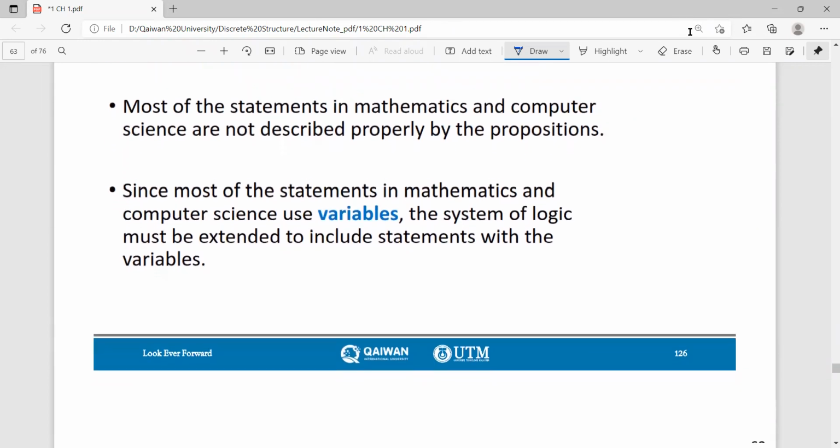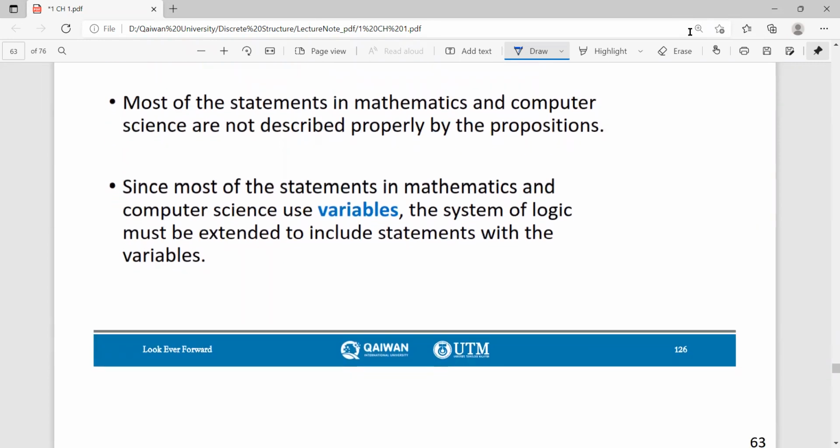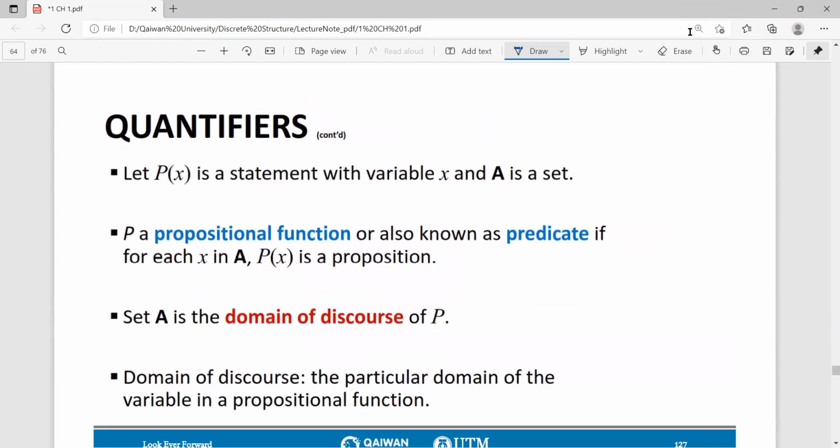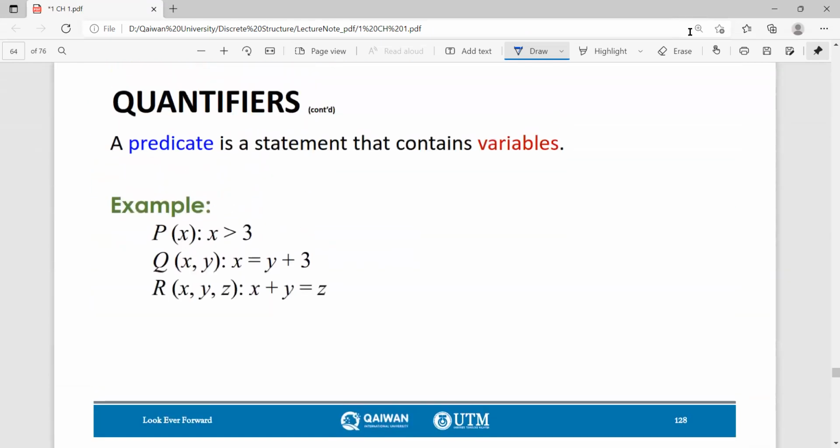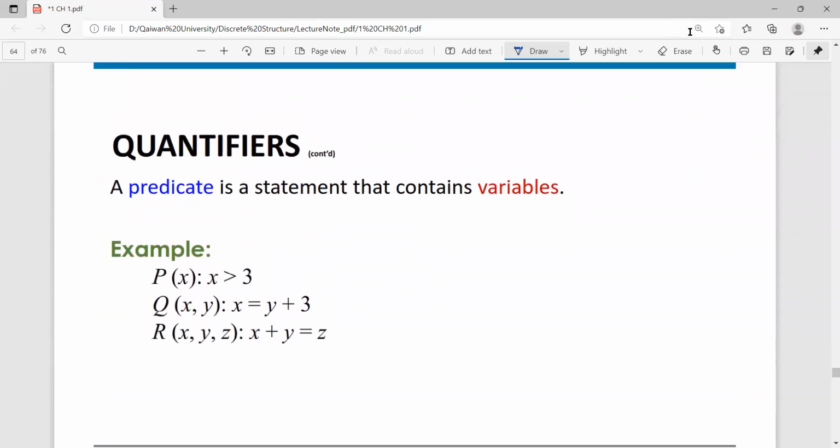For quantifiers, if in a proposition you have variables, we say that's a quantifier. As you see here, we have this example. We say P of x is a proposition: x is greater than 3. In the proposition x is greater than 3, we don't know whether x is greater or not. So here we have a variable in the statement, and this is called a quantifier.